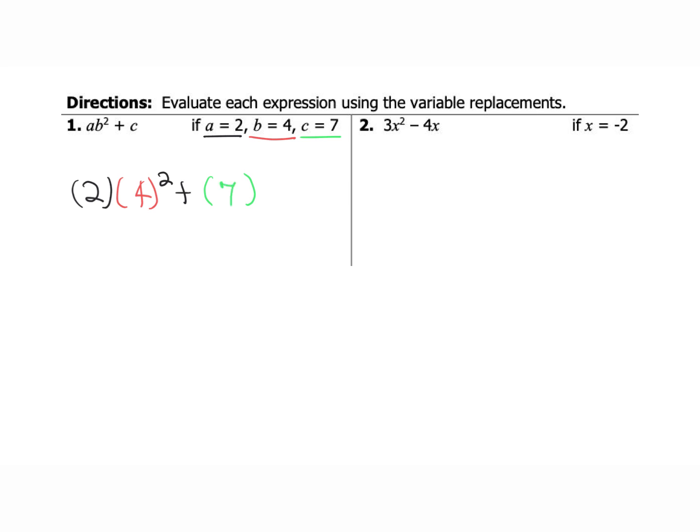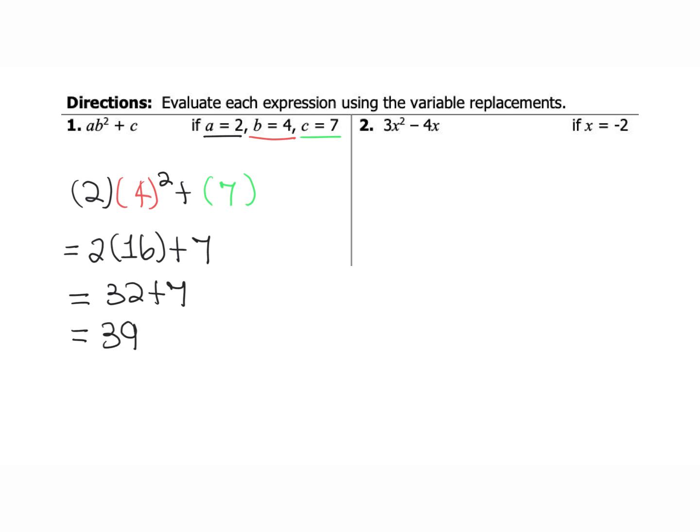I don't have the space to write all of them out right now, I'm sorry about that. But we do 4 to the second power first, because it's groups then exponents. So it's 2 times 16 plus 7. Now we multiply. 2 times 16 is 32, and then 32 plus 7 is 39.